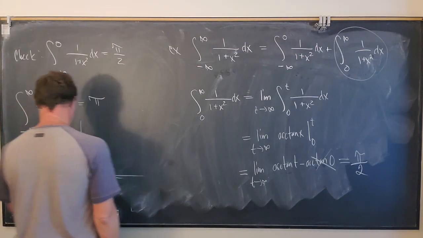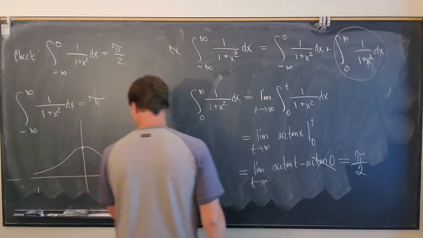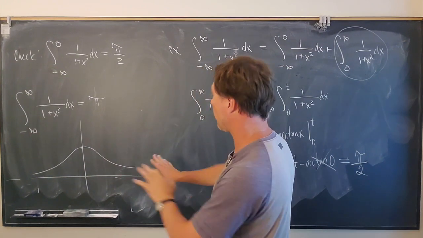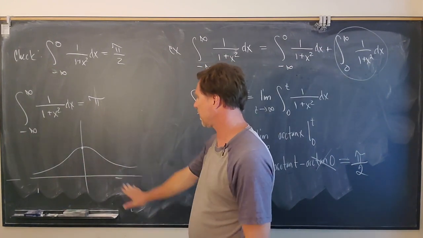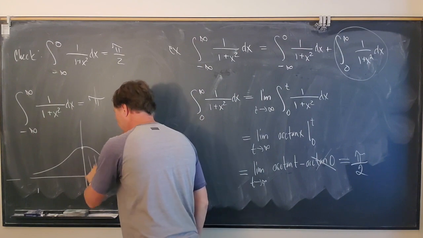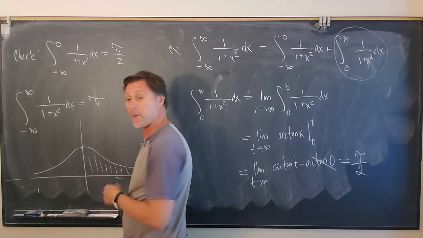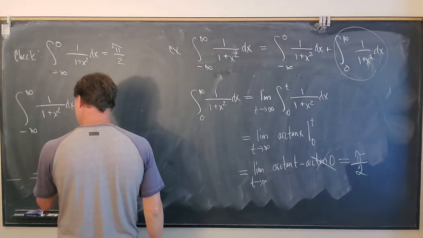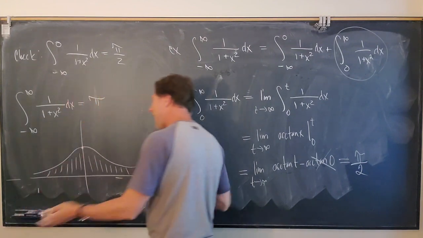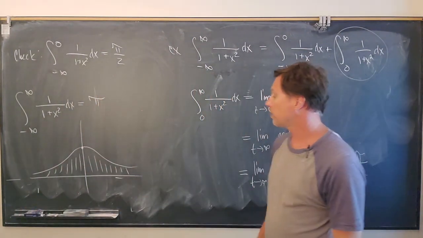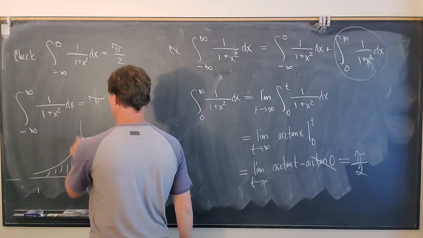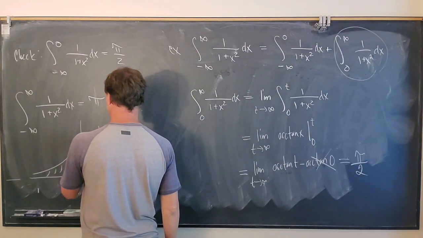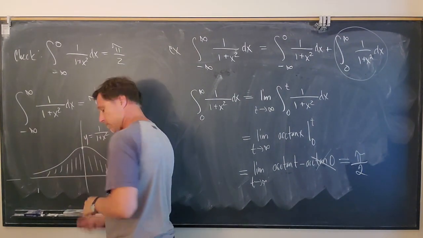The graph of 1 over 1 plus x squared looks something like that. So it's symmetric, and the left-hand side and the right-hand side match. So this side, the right-hand side, has area pi over 2 under the graph. The area on this side is also pi over 2. Add them together, and you get pi. Oh yeah, that's the graph y equals 1 over 1 plus x squared.